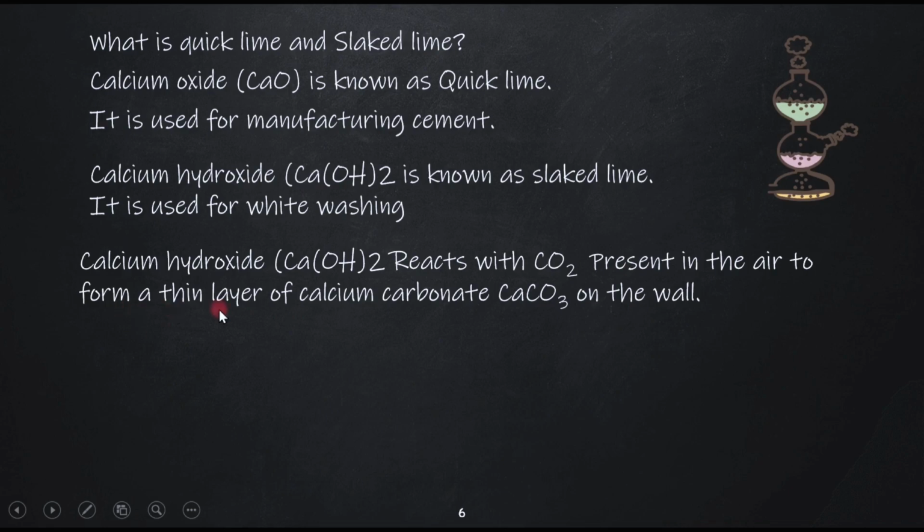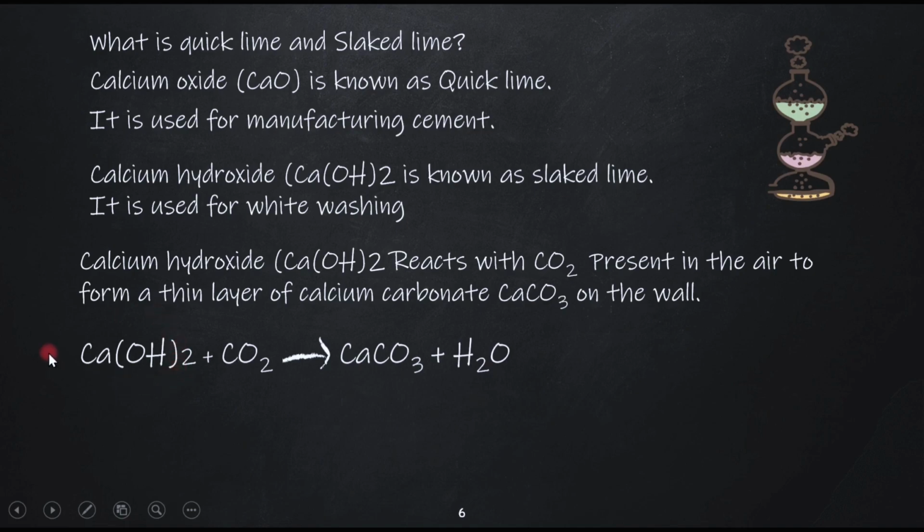The molecular formula of calcium carbonate is CaCO3. Calcium hydroxide reacts with atmospheric carbon dioxide and it forms CaCO3, that is calcium carbonate, which is a thin layer on the wall.